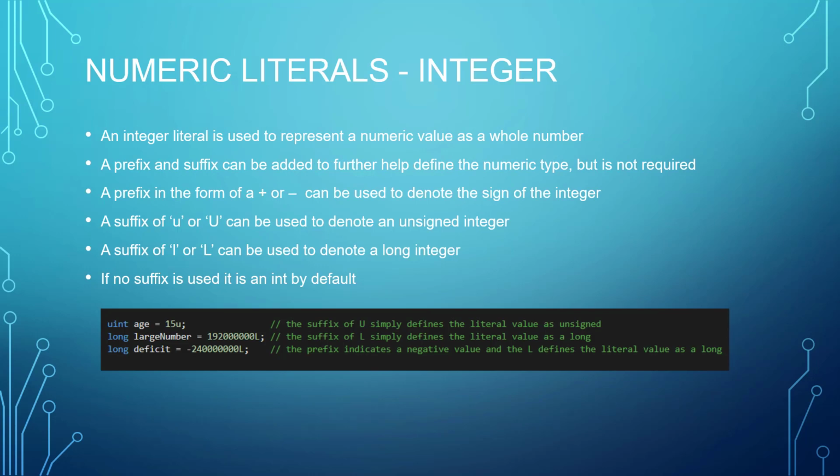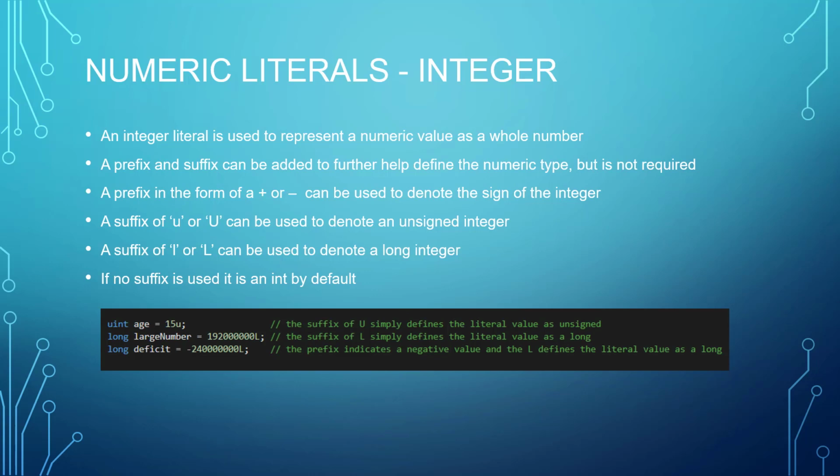So let's look at numeric literals in more detail. An integer literal is used to represent a numeric value as a whole number. A prefix and a suffix can be added to further help define the numeric type, but it's not required. It's important that you know it's not required. But you can use prefixes and suffixes in order to further denote the type of data that you want this numeric literal to represent. So a prefix in the form of a plus or a minus can be used to denote the sign of the integer. So is it positive or negative?